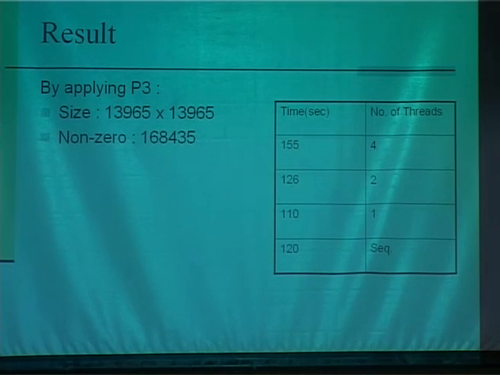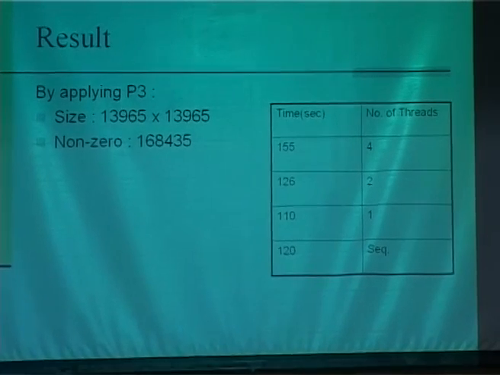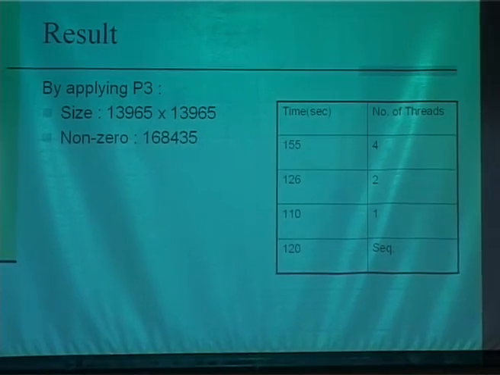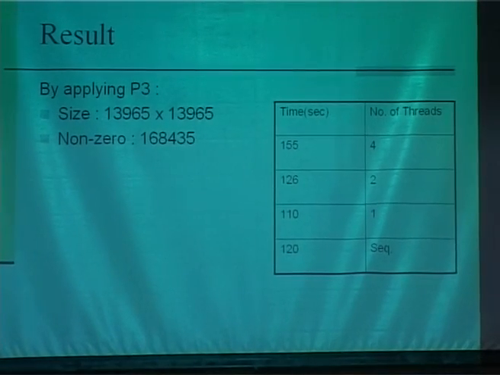What is the difference between sequential and one number of threads? They are almost the same. Why is there a time difference of 10 seconds? 10 seconds is a lot. If you said 10 milliseconds it would be a different thing. 10 seconds is a lot.